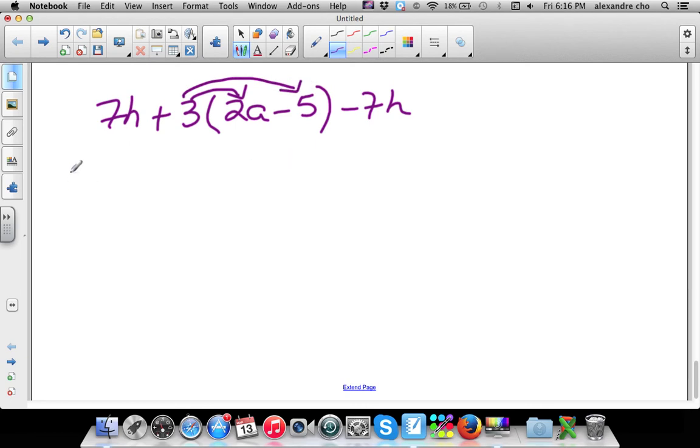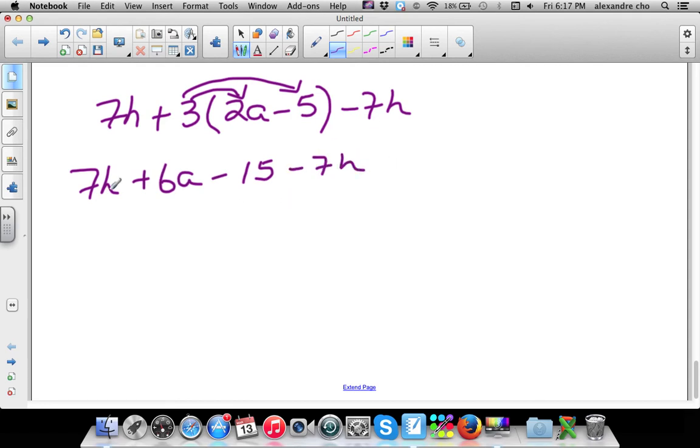So let's do that. 7h stays the same. 3 times 2a is going to give you 6a. And this 3 times that 5 is going to give you a minus 15. And finally we copy the last term over there, minus 7h.